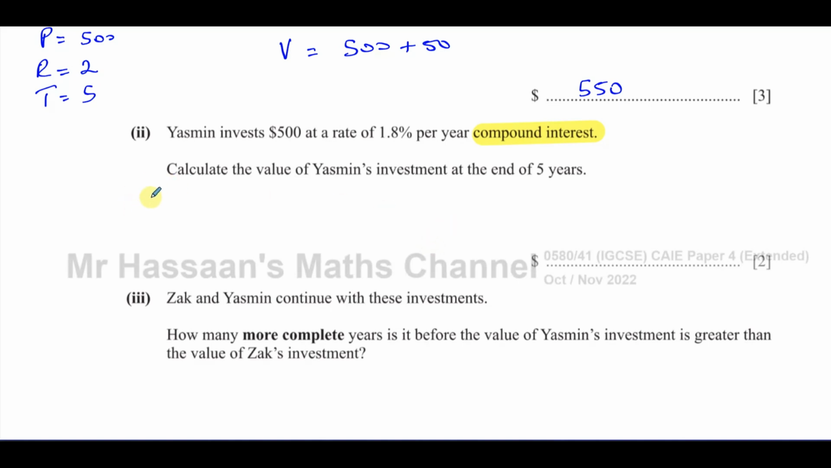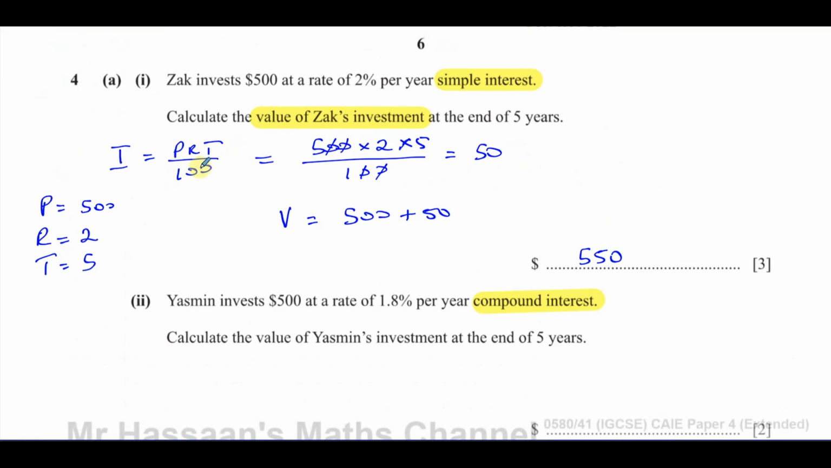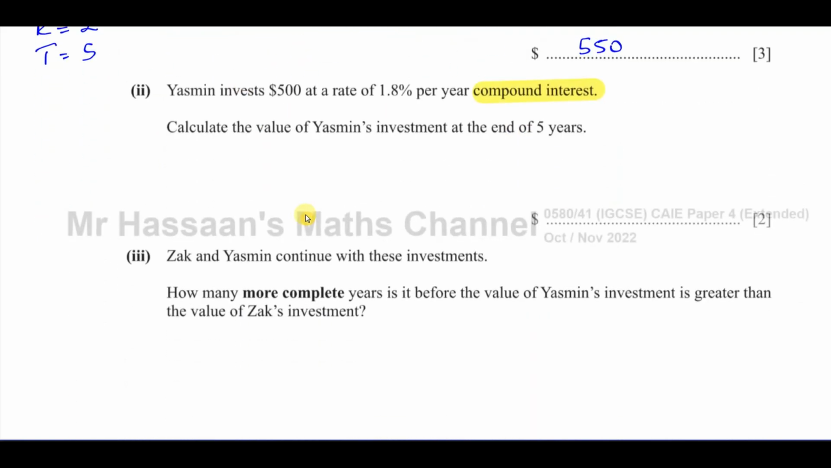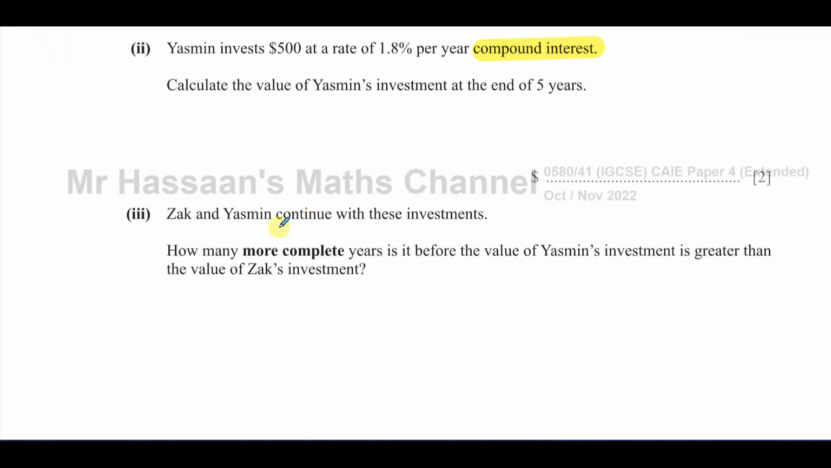Now what we have to think about is that this is not the same as the formula for simple interest. We can't use I equals PRT over 100. For compound interest, it's kind of like exponential increase. It keeps increasing each time based upon the previous year's value. There's a formula you can use, which is V equals the original investment P times 1 plus R over 100 to the power of N.